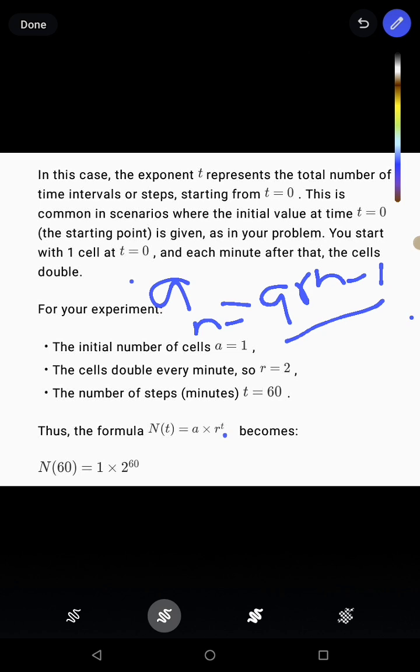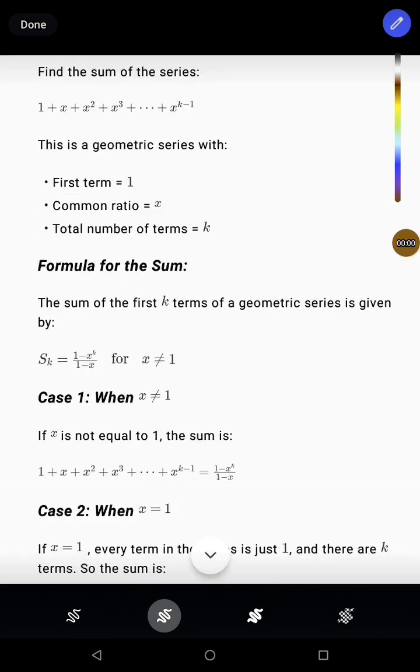So that's why we get this expression here. All you need to do is just to substitute your a equals 1, your r equals 2, and your t equals 60. Then you can simplify this to get the answer to the question. On to the next one.